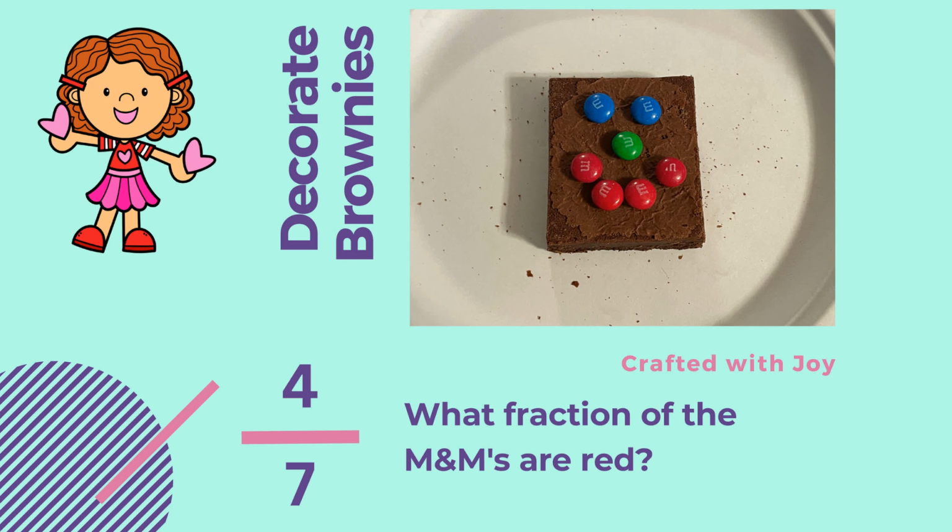First, I counted all the red M&Ms on my brownie. I have 4 of them, so I put that on the top of the fraction bar. Then I counted how many M&Ms that I used. I used 7 M&Ms, so I put that on the bottom of the fraction bar. That makes the fraction 4/7 of my M&Ms are red. You are doing a great job, boys and girls. Learning fractions is so sweet.